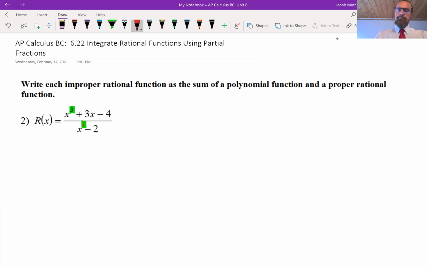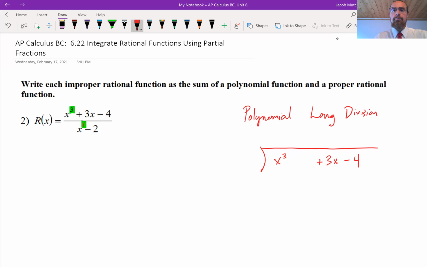So we want to run polynomial long division. So I'm going to set that up over here on the right. And recall, I'm going to put the numerator in the division as the dividend. So I'll put x cubed plus 3x minus 4. Now, I see I'm missing a squared term. I need to represent it with a placeholder 0. So I'll put plus 0x squared. I'm going to place the denominator as the divisor out here on the left. So x minus 2. And then I want to divide.